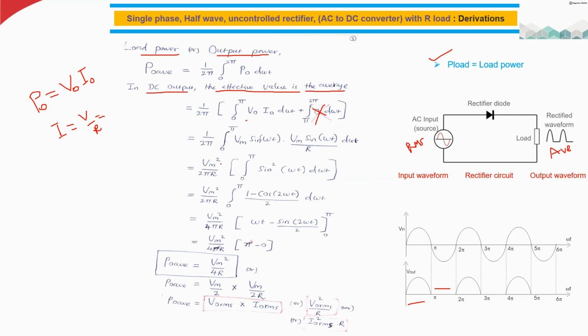Now I have to simplify this. I take the constant outside and then the Vm outside. We have one Vm and another Vm, so Vm square divided by 2 pi R. And you will have sine square omega t. Sine square you can convert into 1 minus cos 2 omega t divided by 2, and then you can do the integration, same as whatever we saw in the previous slide. 1 becomes omega t, cos becomes sine 2 omega t divided by 2. This is the standard integration formula. You apply the limit, then you will have pi minus 0, and the pi and the pi can be cancelled. And then the formula for PO average is equal to Vm square divided by 4R. This is the formula number 5, or equation 5. So PO average is equal to Vm divided by 2, squared, divided by R.